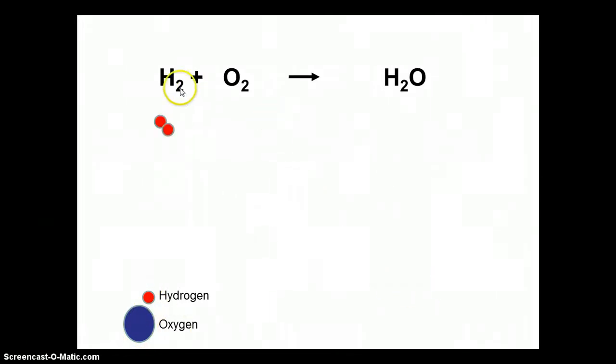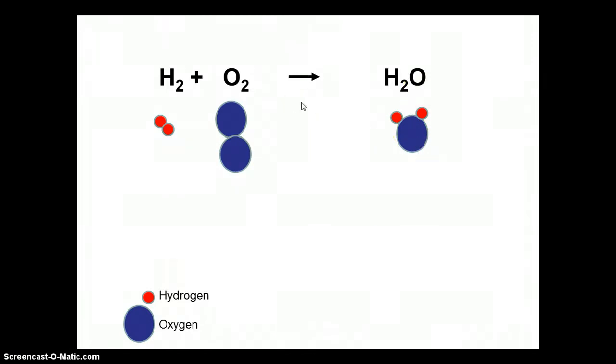So what this H2 is showing you is that there are 2 atoms of hydrogen that are bonded to each other to make a molecule of hydrogen. And what this subscript here, this 2, is showing you for the oxygen is that 2 oxygen atoms are bound together and make an oxygen molecule. And then when these 2 things get mixed together, they make water. And here's what a water molecule looks like.